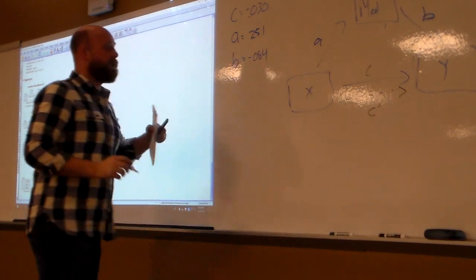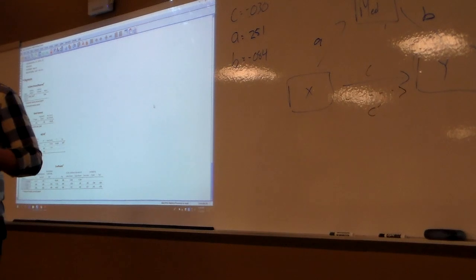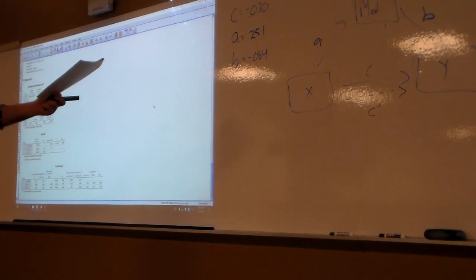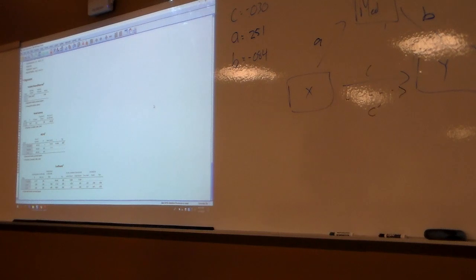-0.084. Okay. What else am I getting out of this model? That there's a negative relationship between the mediator and the y. Okay, so as my reluctance to utilize support increases, my perceived support decreases. Good. What's the other coefficient in this model of relevance?